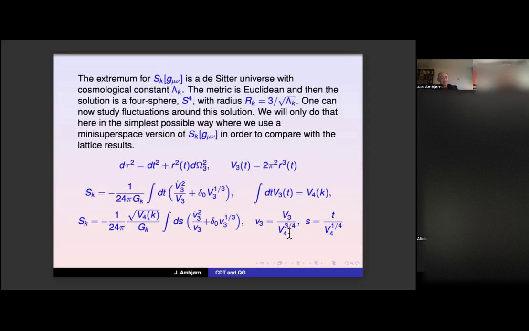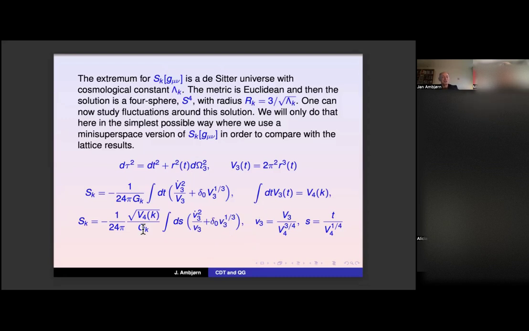And now, if I introduce dimensionless variables, then you see that I get a functional form which is identical to the one that we derived on the lattice. On the lattice, we derived it by integrating out all degrees of freedom except the scale factor. So we didn't make any approximation. Here, of course, there are approximations of various kinds going into this.